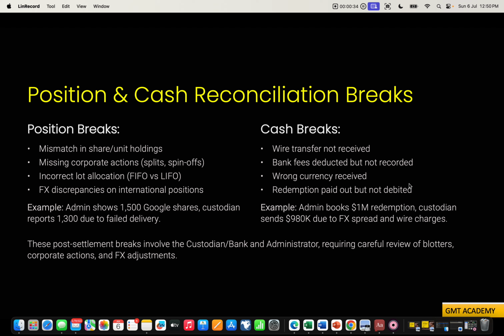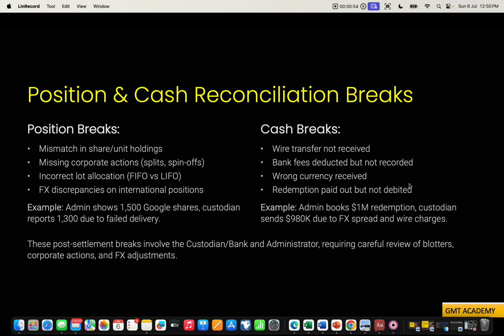However, a position break is a simple one where the share quantity is not matching, or a cash break is where the cash is not matching. So how we can differentiate in reconciliation and how we can resolve these breaks is the main purpose and objective of this session.